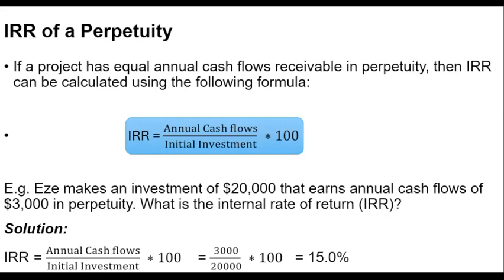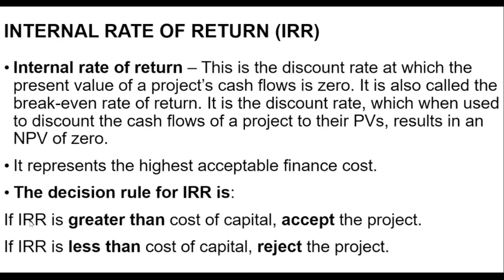So in case the company's acceptable cost of capital is 12%, then this particular investment project can be accepted. But where, let's say, the cost of capital is 18% and you have 15%, then the investment should be rejected per the decision rule.